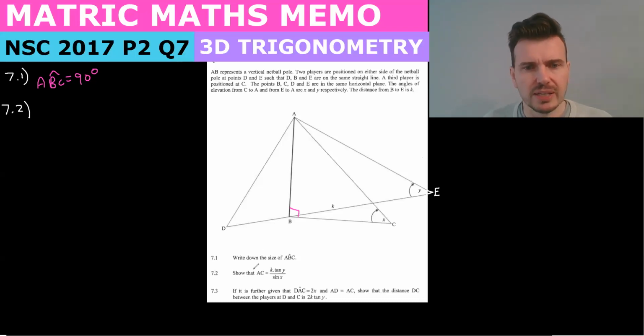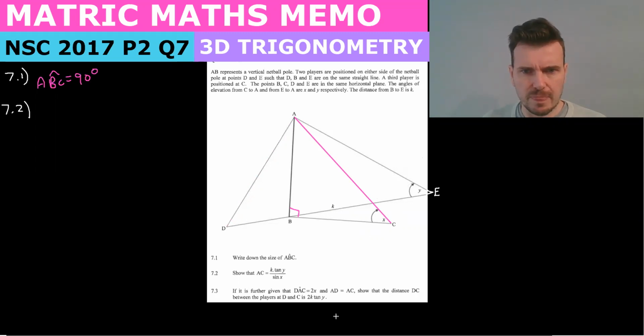7.2 says, show that AC equals K tan Y over sine X. So they want AC. Oh, no, they want AC, not A. I want this one. Okay, so let's see, they've got K in here, and they've got tan Y. So in the solution, we need a tan Y, and Y is over here. So let's start just by getting tan Y.